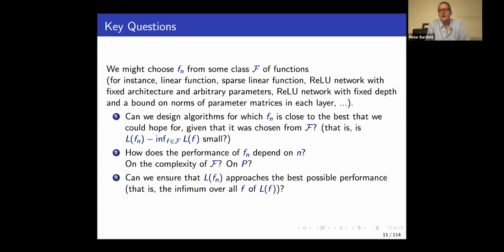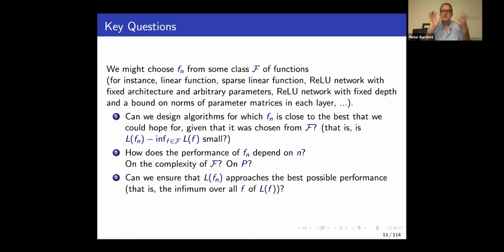So one way to view those is that they somehow choose a function fn from some fixed class of functions. We'll use script F to denote that. Maybe these are linear functions over a Euclidean space. Maybe they're sparse linear functions, linear functions where the coefficient vector has a small number of non-zero entries. Maybe they're all the functions that a ReLU network with some particular architecture can compute, as its parameters range over all of their possible values.